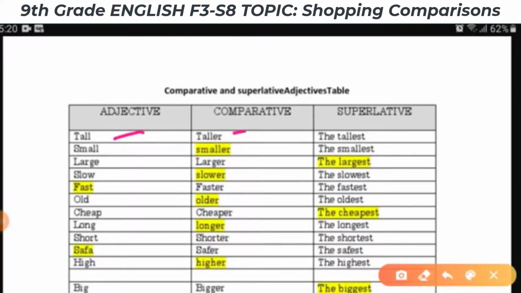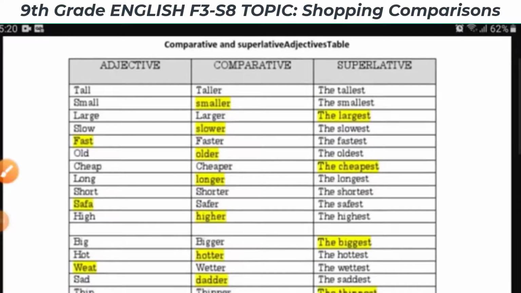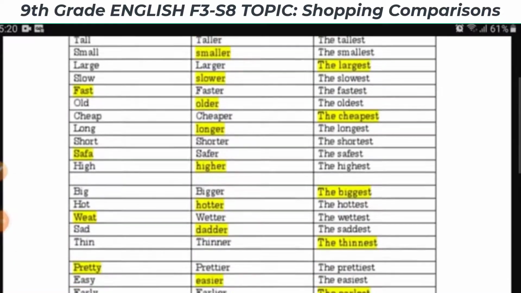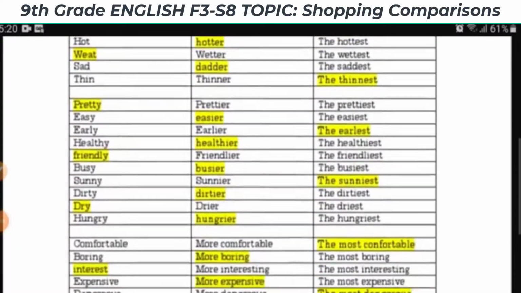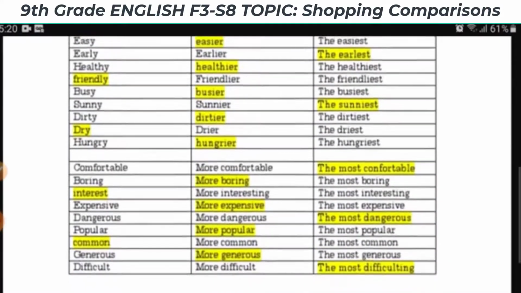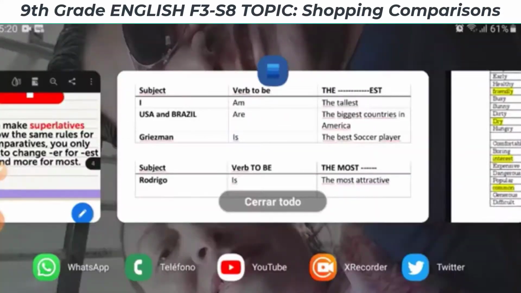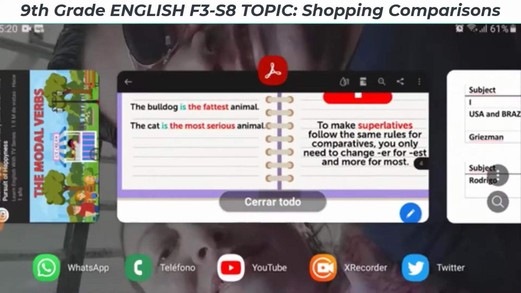Alto, más alto, el más alto. Tall, taller, the tallest, okay? The same over here, small, smaller, the smallest, yes? Y así. You can take a screenshot. Puedes tomarle screenshots a esta lista, this chart, so that you can have an idea on how to write the superlatives, para que sepas cómo escribir the superlatives, okay? ¿Sí? Okay, now let's continue here with the guide.